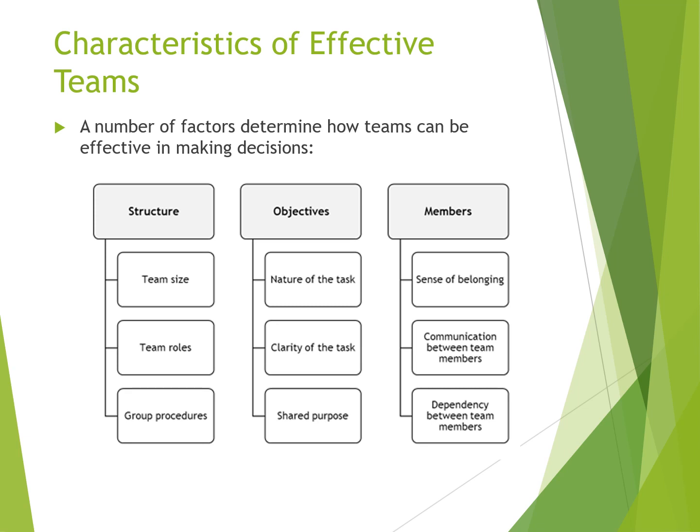Now looking at the characteristics of effective teams, a number of factors determine how teams can be effective in making decisions, and these are under 3 different headings. We've got structure, we've got objectives, and we've got members. So what we're going to do is look at all of these factors individually, and we're going to start off with structure.